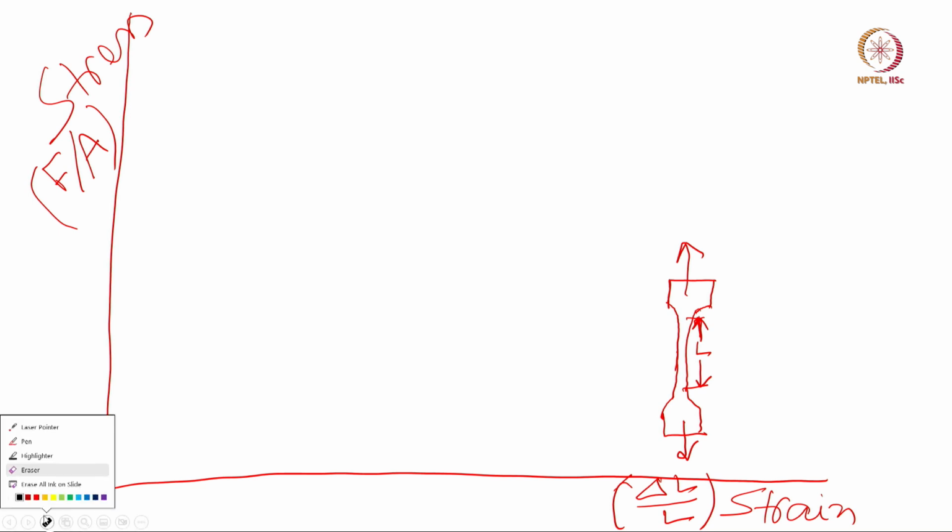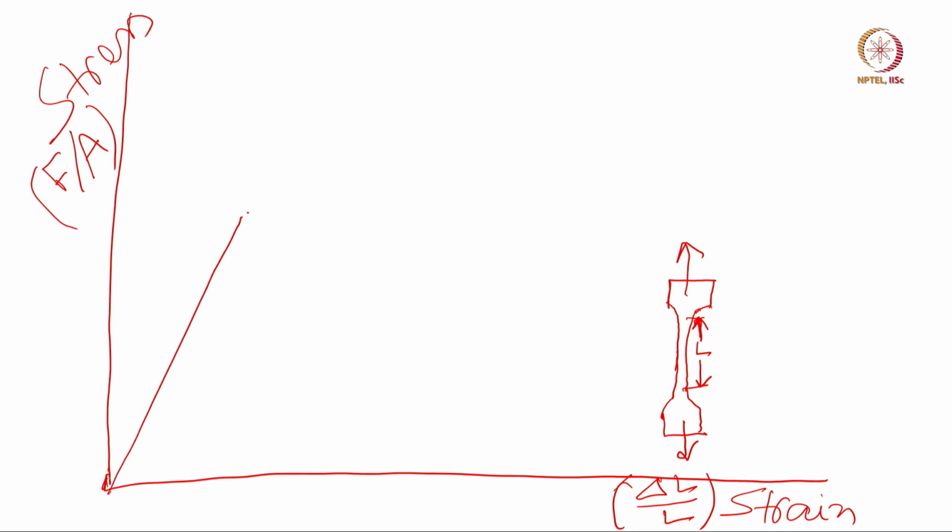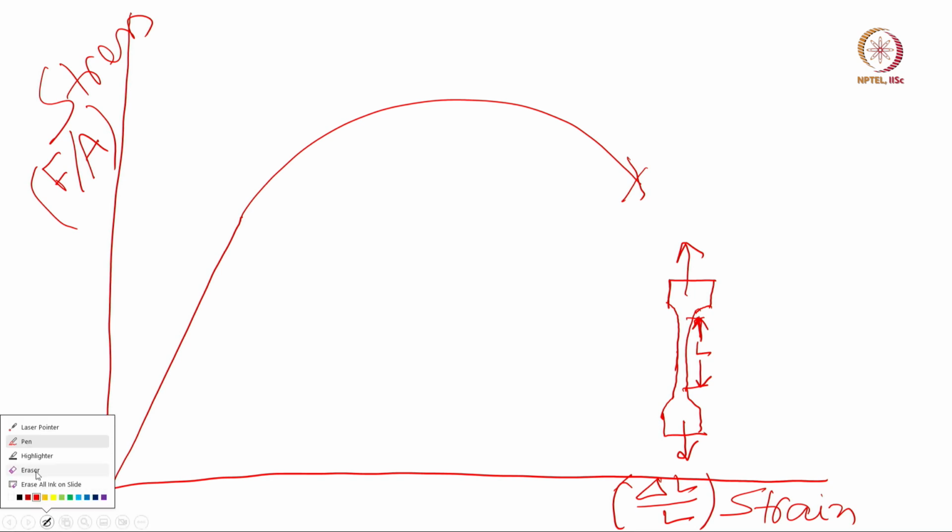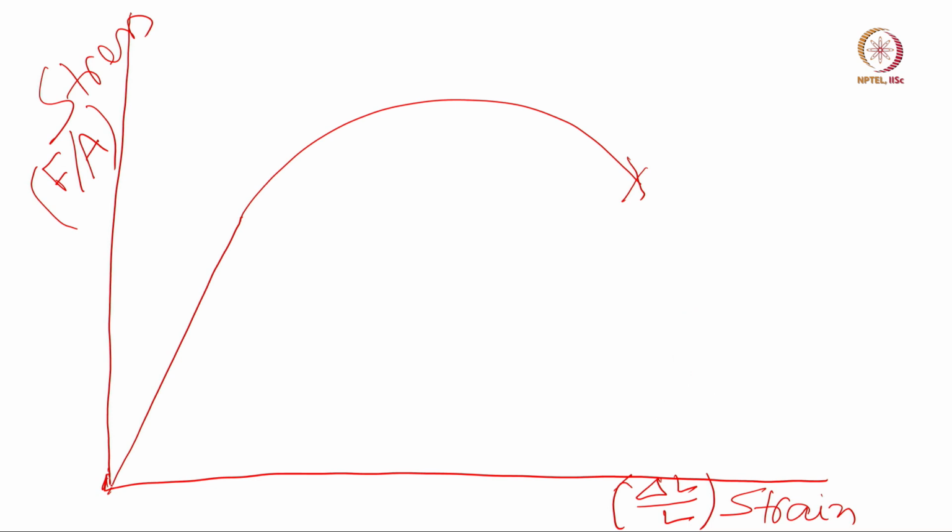In case of ductile metals, it is linear, so it is a straight line, followed by a non-linear part. The cross sign essentially means it fractures. In case of ceramics, it is brittle. Under tension, it has a lower strength, so it fractures with very low strain to fracture.